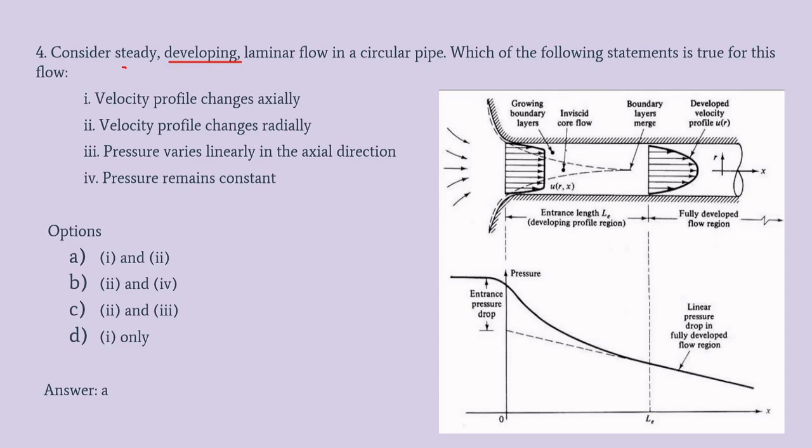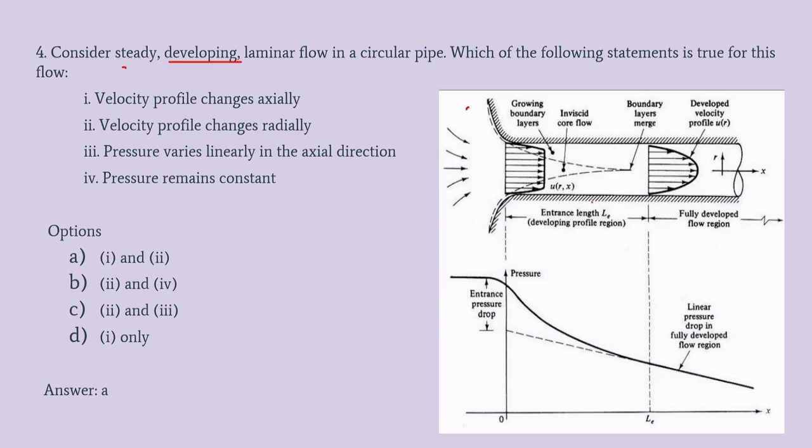So what will it be? I have shown here a pipe flow entering a pipe. Suppose this is some tank or some area from where the flow is entering, or from somewhere it is getting into a pipe. So it will take some length to get fully developed. Developing means it is yet to be developed, so it hasn't reached the spatial distribution of velocity yet.